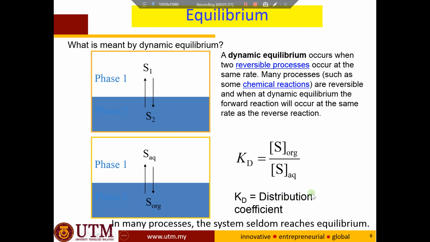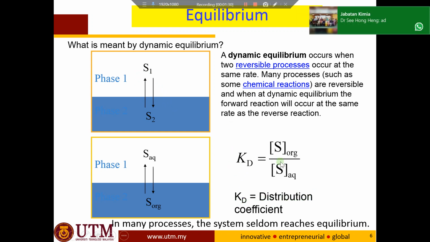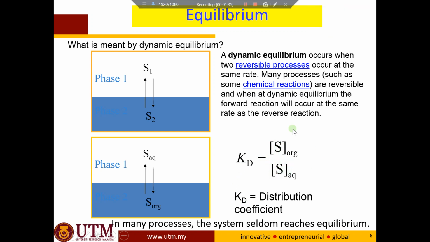KD is the distribution coefficient, the concentration of the organic solvent to the aqueous solution, or the other way around. Okay, the other way around is also fine. But I don't think we actually learn how to calculate the KD. Maybe you just need to remember the equation, but we don't actually apply the calculation. Again, the distribution coefficient is equal to the concentration in the organic solvent to the concentration in the aqueous.